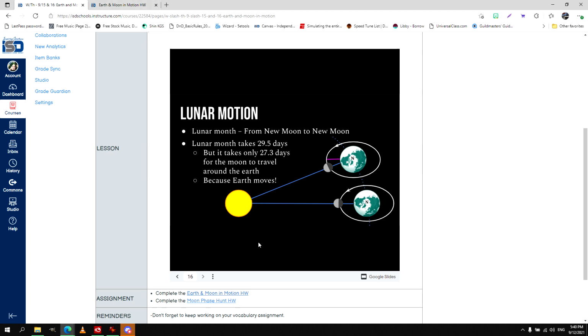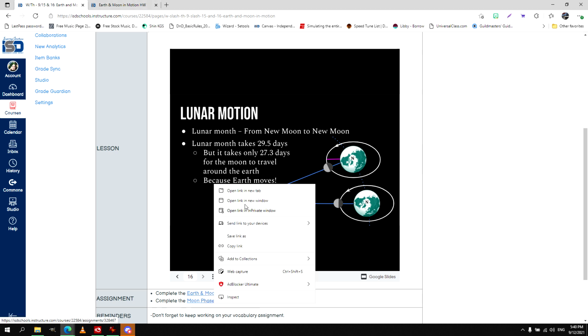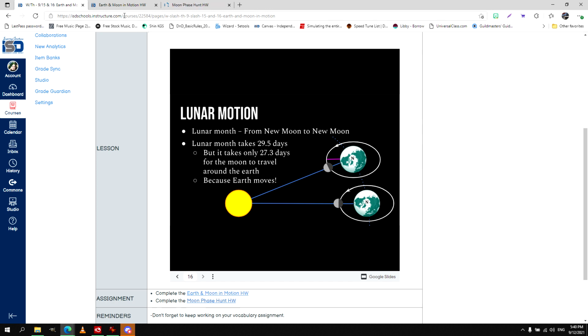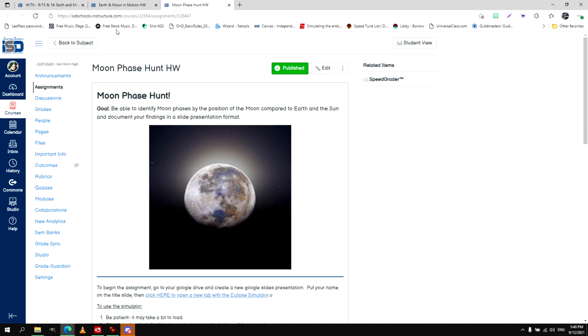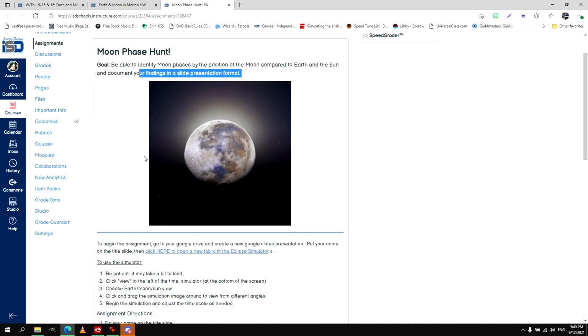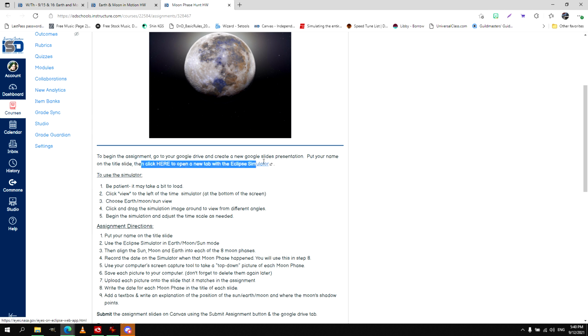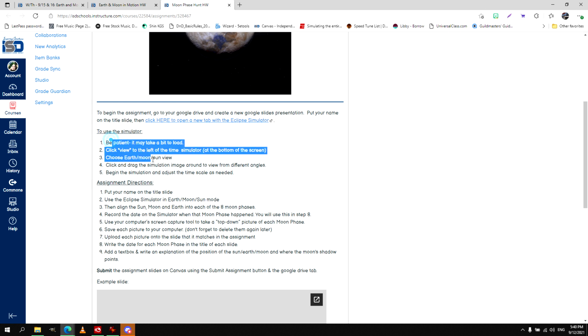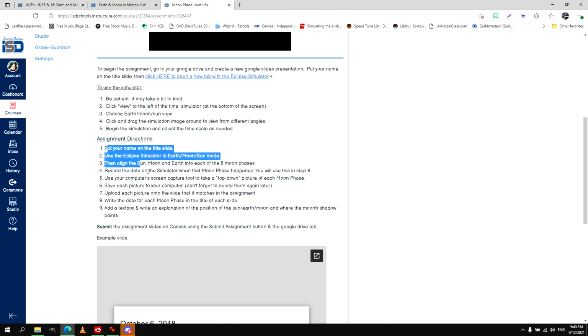you'll come back here, and we're going to go down here to the moon phase hunt. So open this one, and you'll see the instructions for the moon phase hunt. So you should be able to identify the moon phases by position of the moon compared to the Earth and Sun. Document your findings in a slide presentation format. So you are going to go in and create a Google Slides presentation. You'll go to this website, which we'll go through in a second. You'll follow these instructions on the website, and then this is what your assignment is.